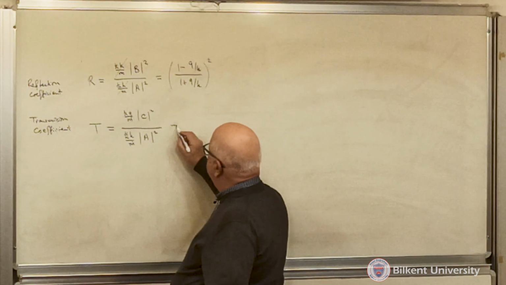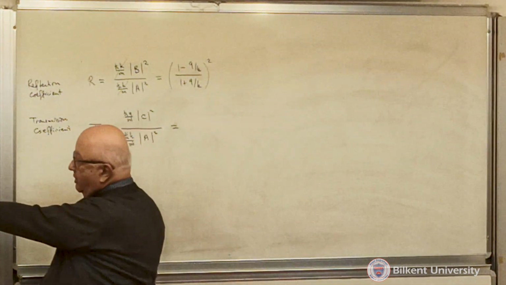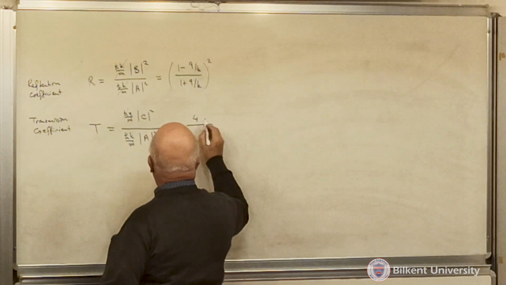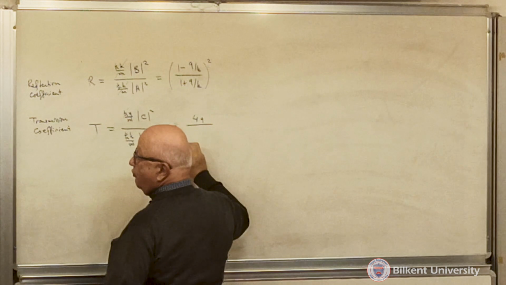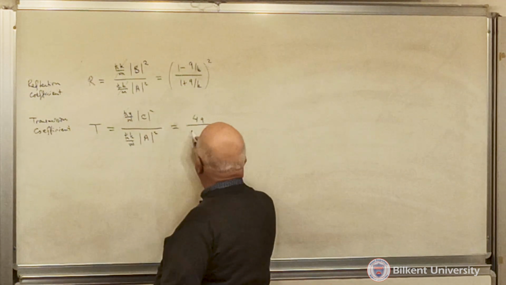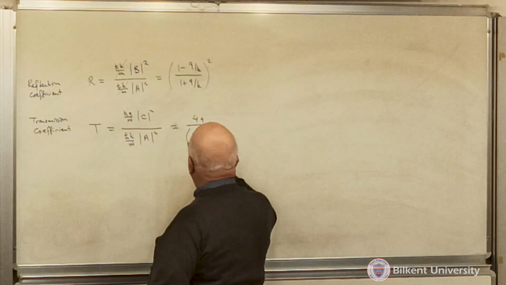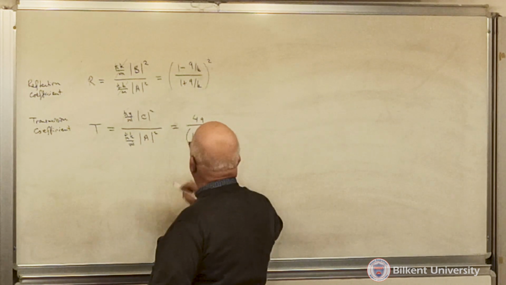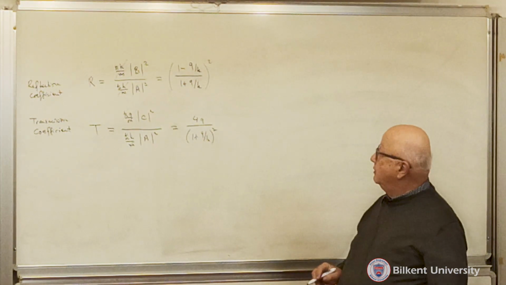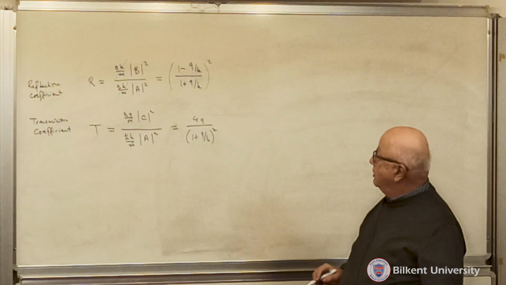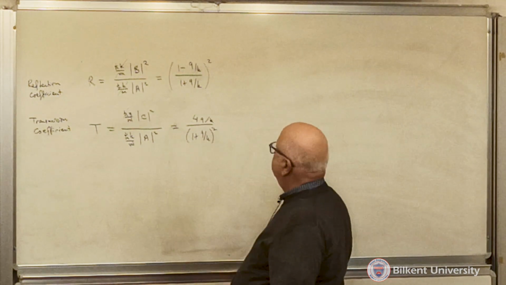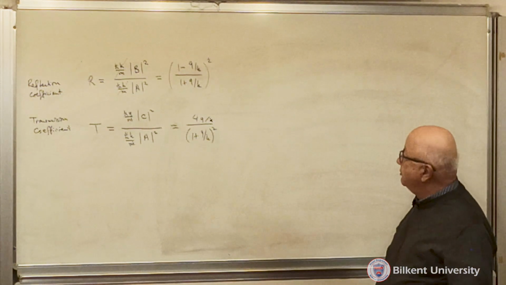So what is c magnitude squared? It's going to be 4 over, 4q over 1 plus q over k squared times k. There should be a k in the, yes. Sorry. After telling you not to forget this, I forgot it myself. So q over k.